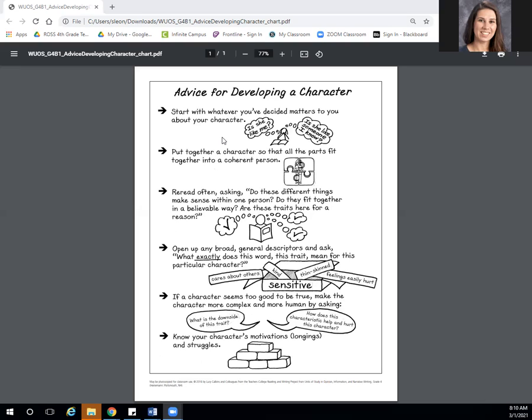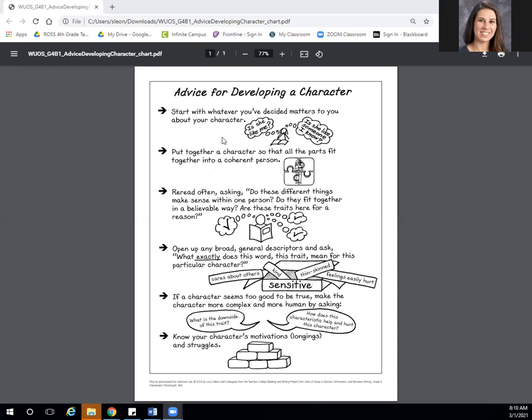As you're making this character, reread and ask, do these things make sense within one person? Do they fit together in a believable way? Are these traits here for a reason? So when we're making this character, we want to make sure that the pieces of them make sense within the time period that we are talking about. And we are talking about the time period of the American Revolution, and we have learned about the different people involved and kind of what their parts were in that time period. So make sure that you're making your character believable to that specific period in time.